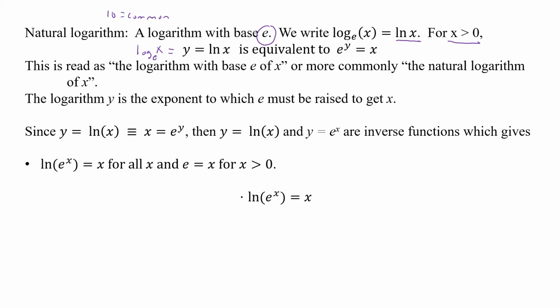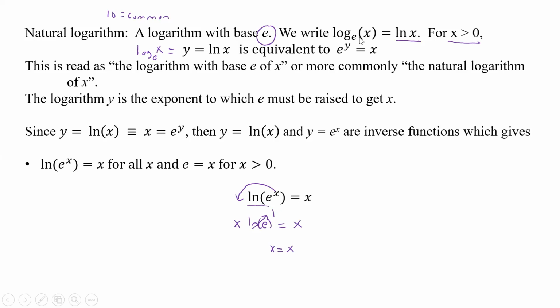So what happens here? How do we get that? Well, ln of e to the x is equal to x. What happens is when we have ln of e to the x, we can bring down our x, and we get x ln of e, and that's equal to x. Well, what's ln of e? By definition, ln of e is 1. So x times 1 is equal to x. And so that's how we get x is equal to x.